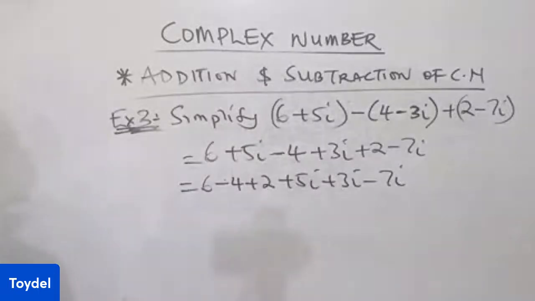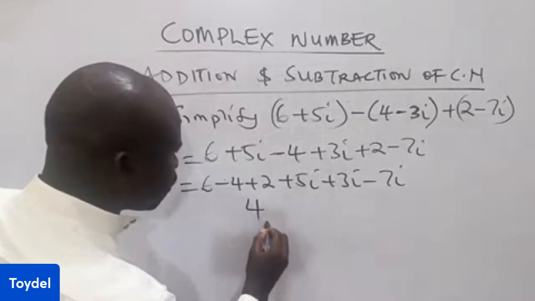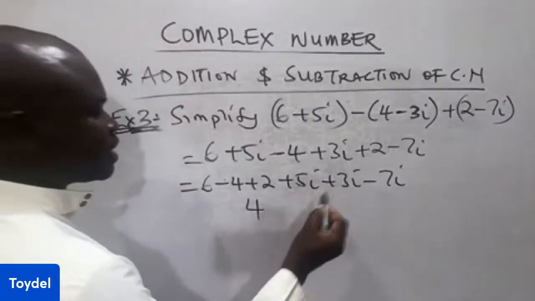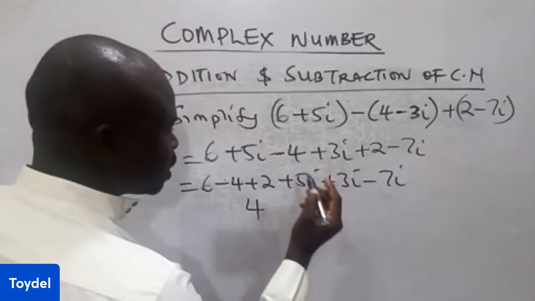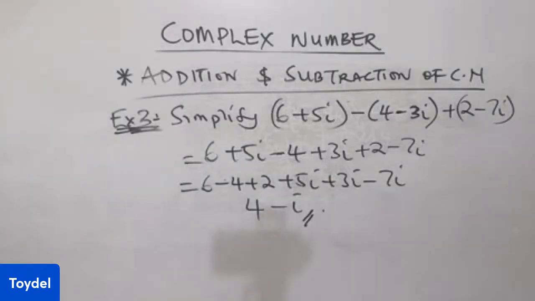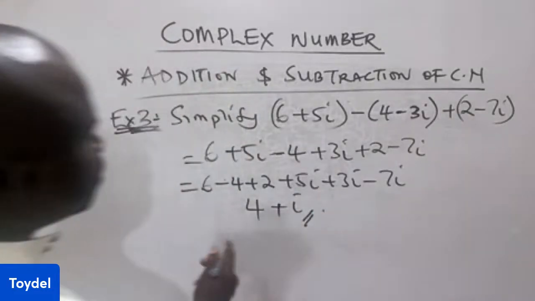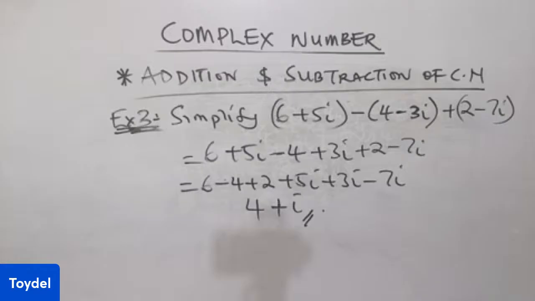6 minus 4, of course, 6 plus 2 is 8. 8 minus 4 is 4. So we have 4. 5 plus 3 is 8, minus 7, that's 1. Then we have plus i, because 8i minus 7i is plus i. So that's what we are going to get at the end of the day. So please take notes. We have been able to introduce addition and subtraction of complex numbers.